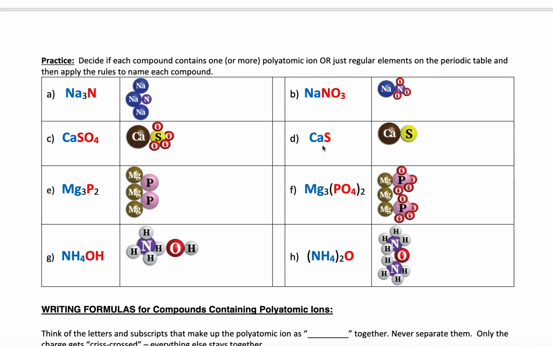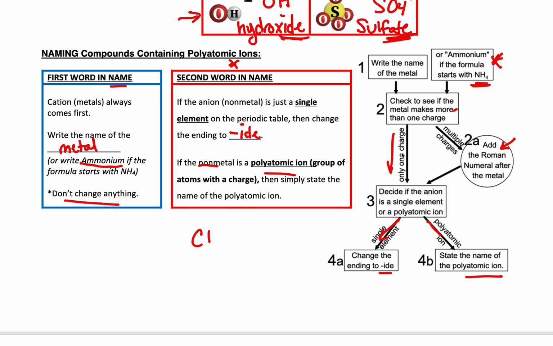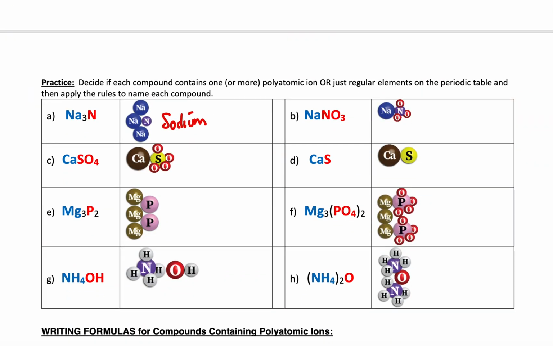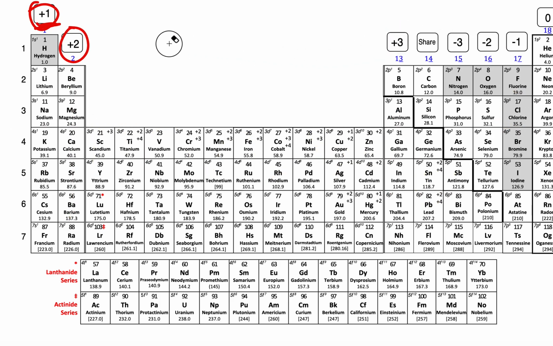So let's take a look at how this works. We've got sodium hooking up with nitrogen, N, just N. Yeah, we got 3 sodiums. Those are our cations, those are our metals, so we write sodium. That's our first step. And we have to take a peek to see if this metal makes more than one charge. If so, we write a Roman numeral. If not, we move on. So we look at our periodic table. Here's sodium. Sodium's just making one charge. It's in group 1. It always makes a +1 charge. It's nice and easy for us. So we're going to skip the whole Roman numeral business.